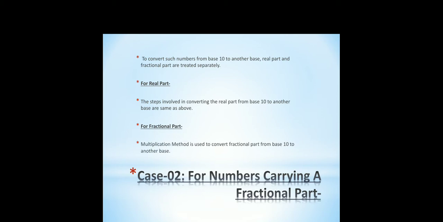This method is the multiplication method. The multiplication is performed with the required base number. If we want to convert a fractional decimal number into binary, then it is multiplied by 2. Again, the steps to convert a fractional decimal to binary are as follows: firstly, we have to multiply the given number by 2.